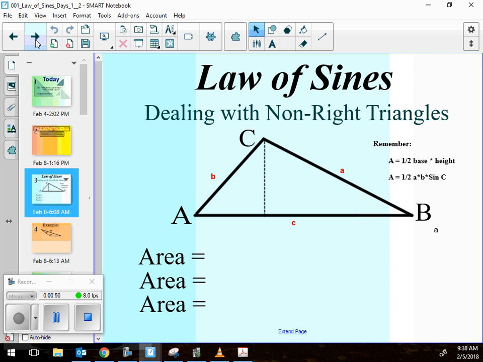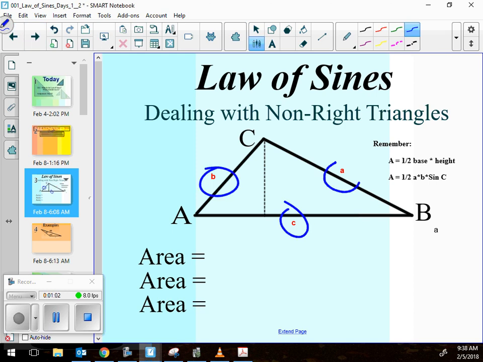There's a formula that you can have memorized that will give you the area of this triangle. You might be thinking, but isn't it just a squared plus b squared equals c squared? No, that's not even close, because that's the sides ratio, and that only works in what kind of a triangle? A right triangle.